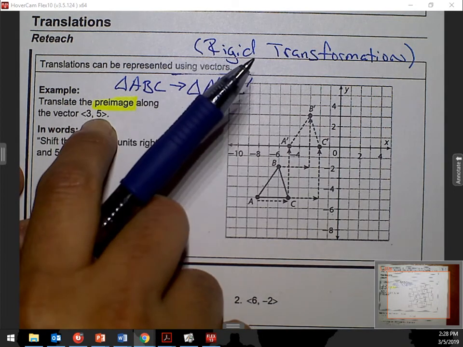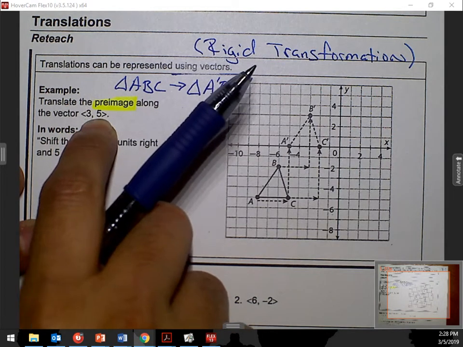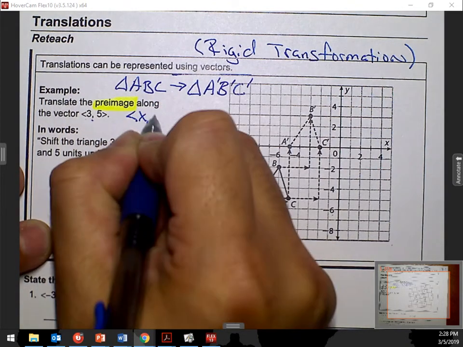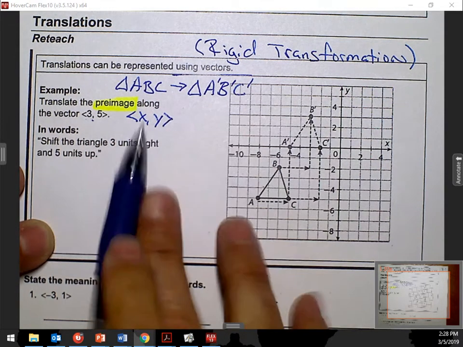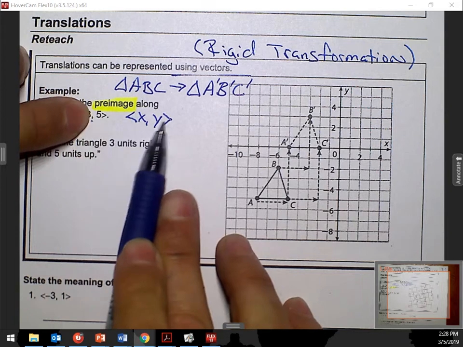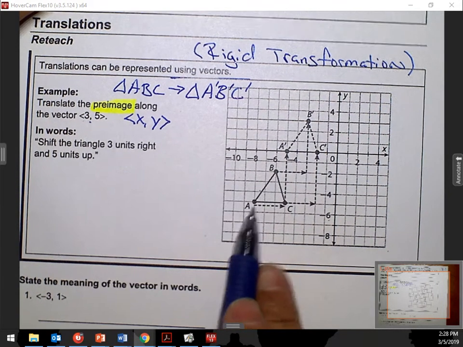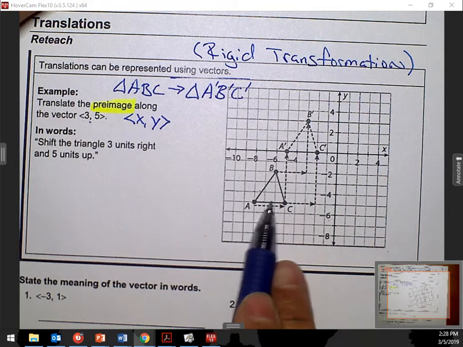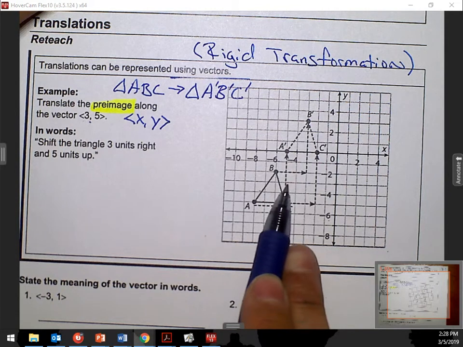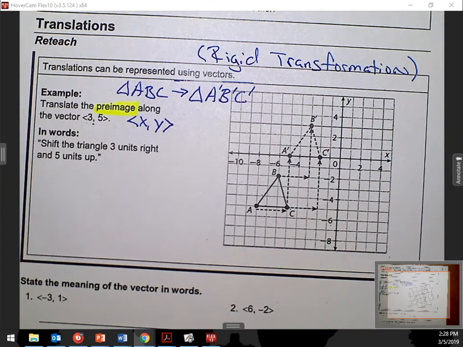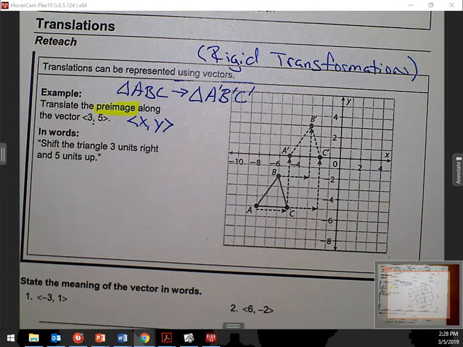So now, since this is positive 5, it's going to go up. It's my y value, right? So it's my x, comma, y. This one moves my x values. This one moves my y values. So 3 to the right, 5 up. Let's see. 3 to the right, 1, 2, 3. 5 up, 1, 2, 3, 4, 5. Super easy, right? All right, so let's go ahead and keep going.